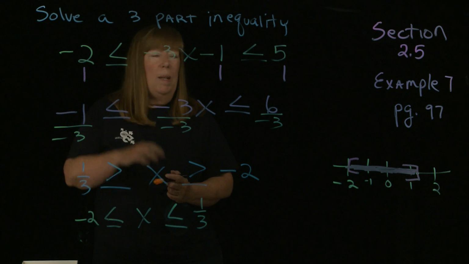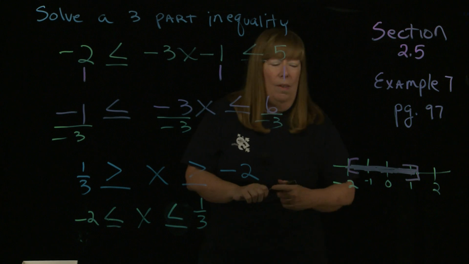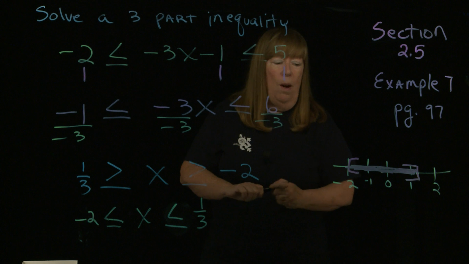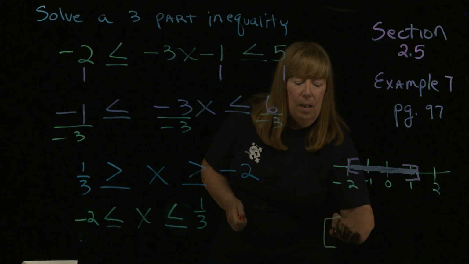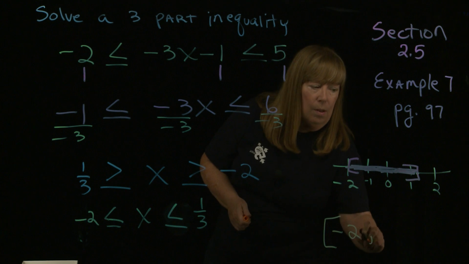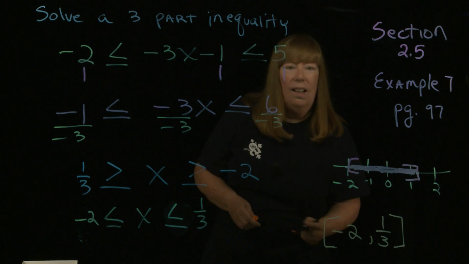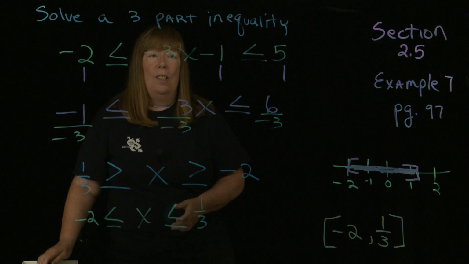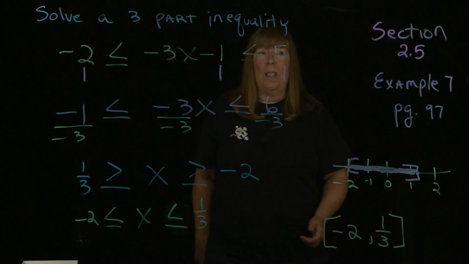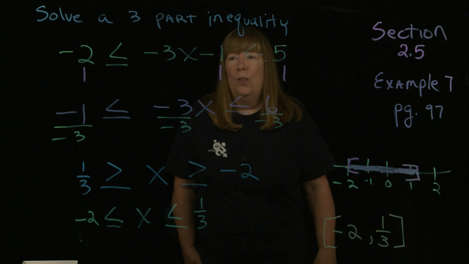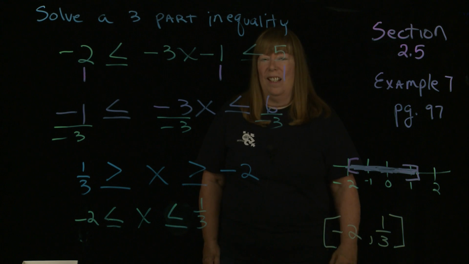And then, of course, the last piece is always interval notation. But interval's easy. You just pull it right off of the graph. -2, 1/3, and you're done. And you've just solved, graphed, and expressed in interval notation your first three-part inequality. Great job.